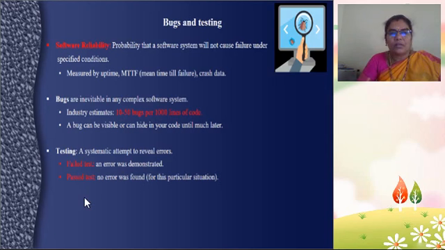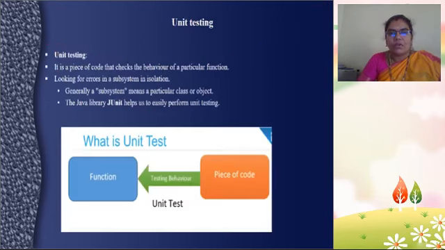That is given here: failed test and passed test. If an error was demonstrated, it is called a fail. If it is free from errors, that is, we can rectify those errors, it is called as having passed the unit test. Unit testing is a piece of code that checks the behavior of a particular function. Why we call it unit testing is that we are checking the program statements one by one.